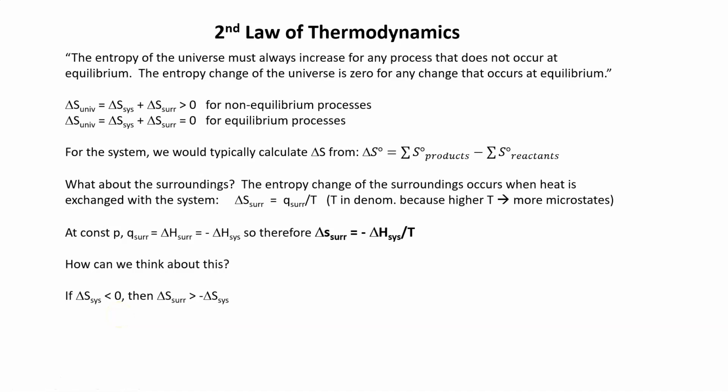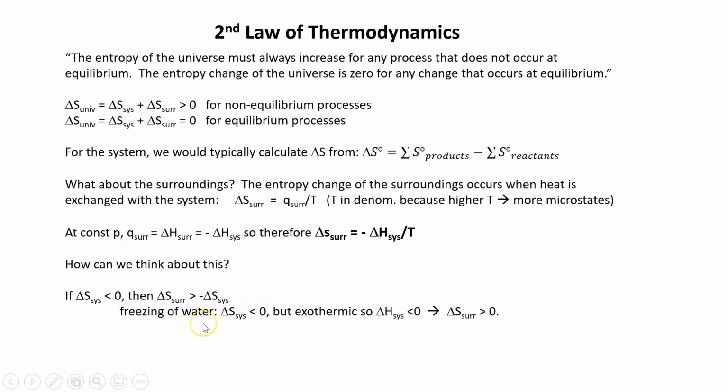If you freeze water, you're going from a freer state in the liquid with more microstates available to a less free, more restricted state in the solid. So the entropy change for that is going to be negative. That's okay as long as the corresponding entropy change for the surroundings is big enough to compensate for that, right? So it has to be bigger than the negative of the entropy change for the system.